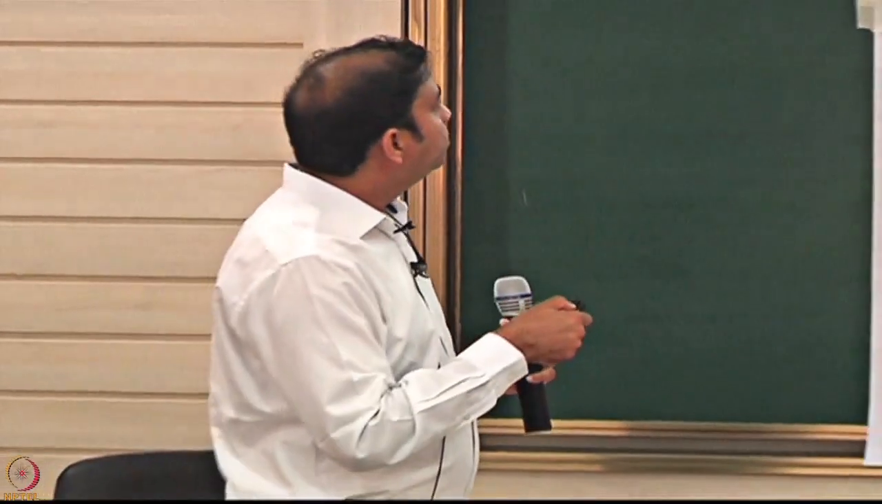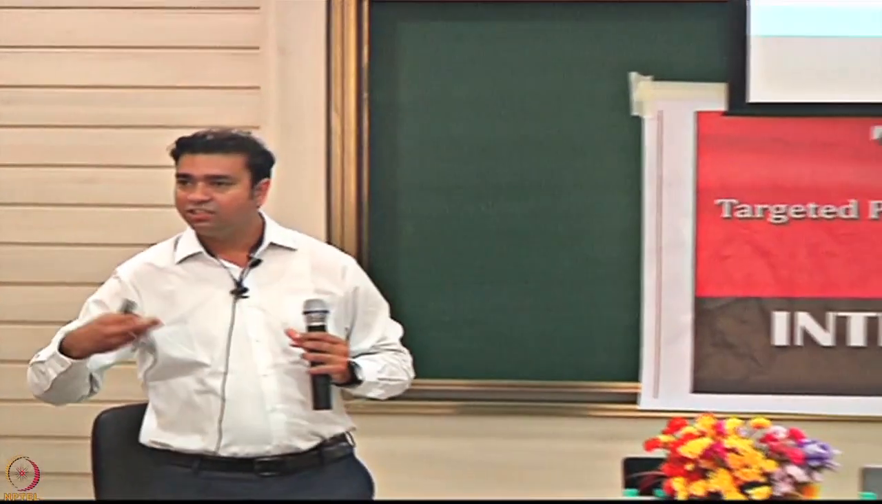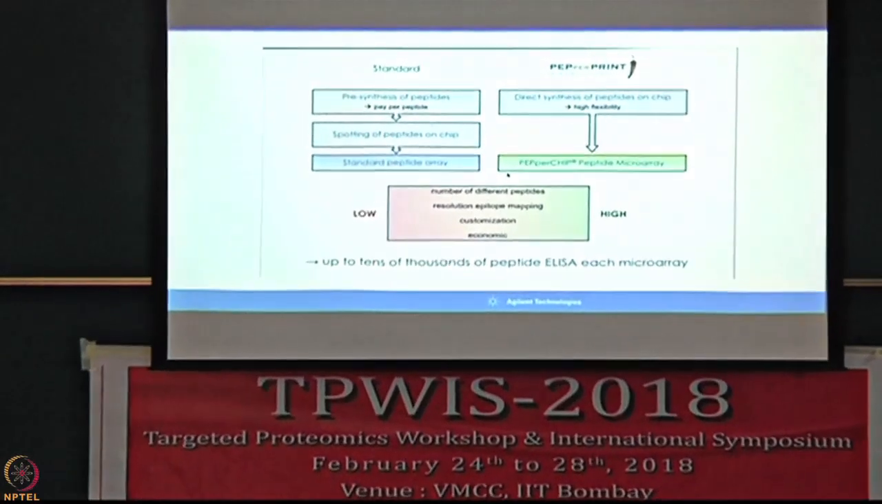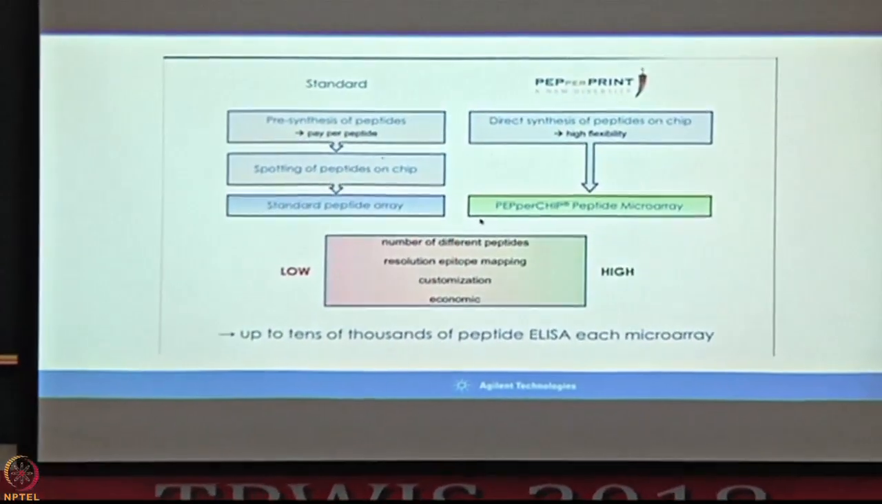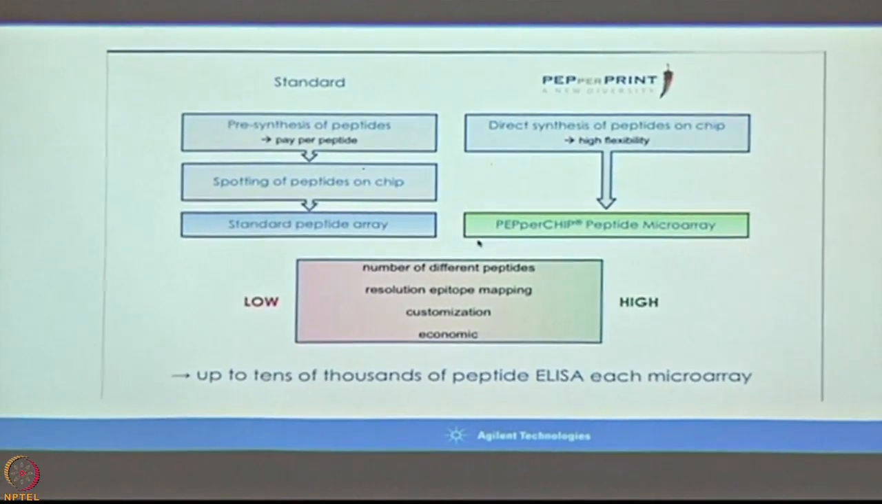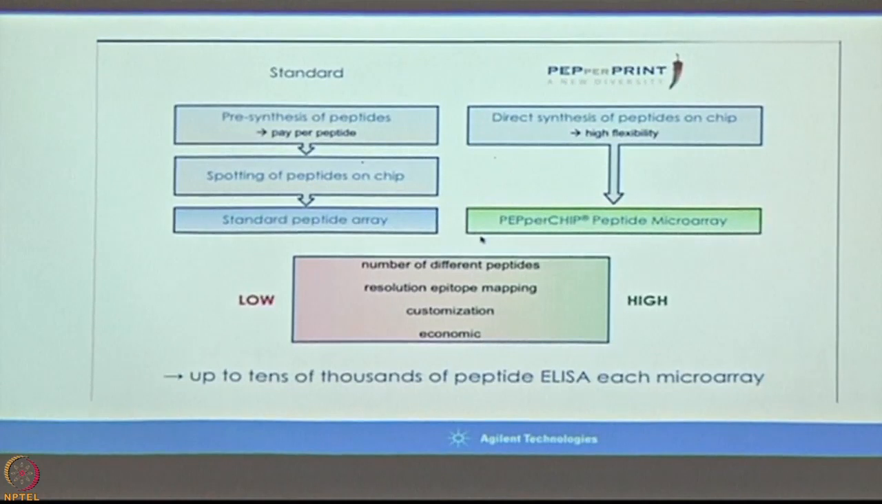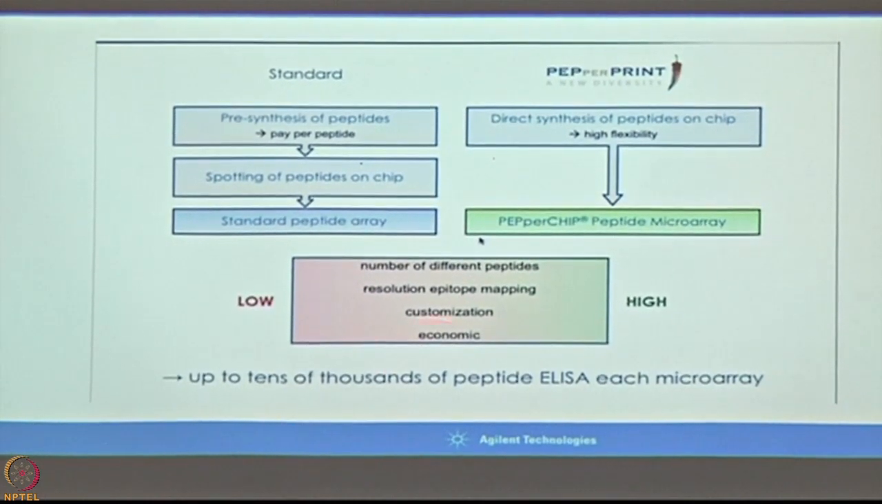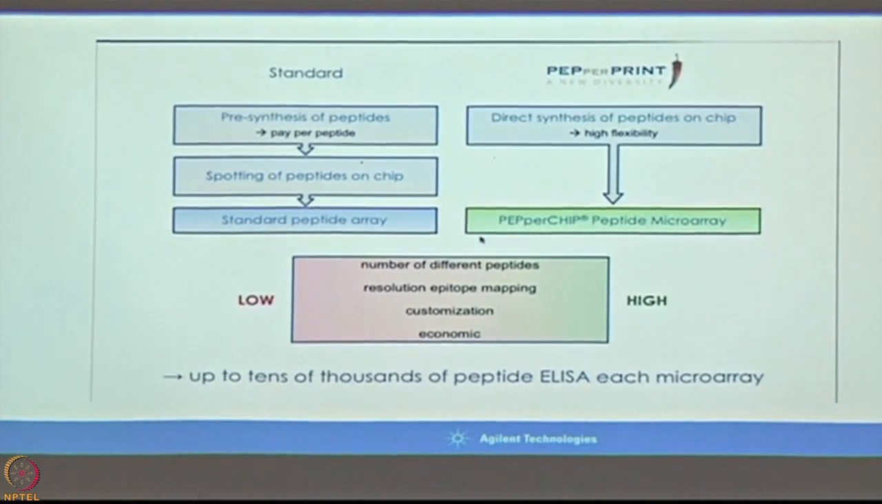So like standard, see the standard thing. How a standard thing works basically. So pre-synthesis of peptide, synthesized before, then immobilized on the slide. So what happened? In this case, you cannot make different types of peptides. You cannot make 60,000 peptides in your lab and then immobilize. It's very difficult, right? It cannot be high throughput, high resolution, right? And then cost and customization you cannot do. So if you have this one, this PepperPrint, this is our channel partner, which makes this one.